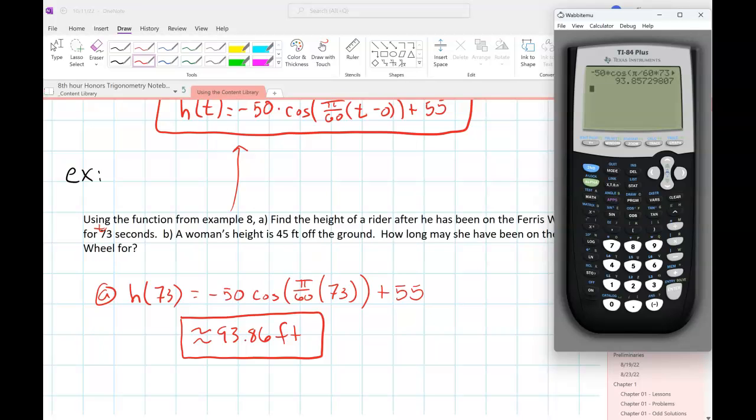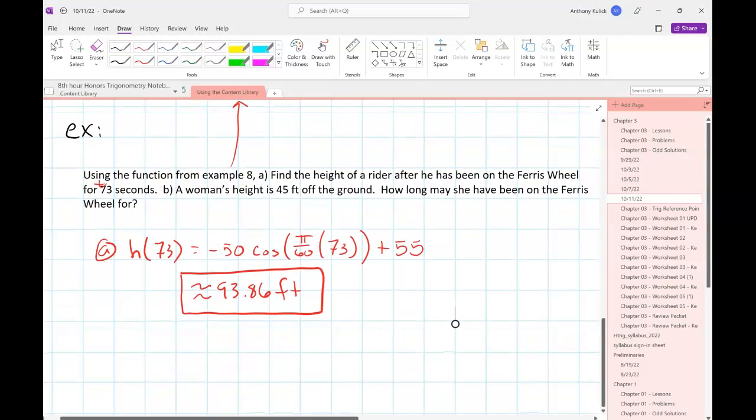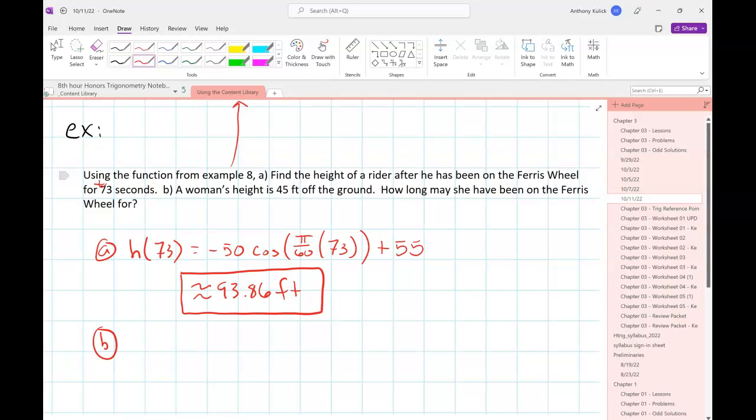Part B says, a woman's height is 45 feet off the ground. How long may she have been riding on the Ferris wheel for? How do I do that? What is 45 feet off the ground? That's a height, right? So that's going in for h of t. And what are we solving for then? T.